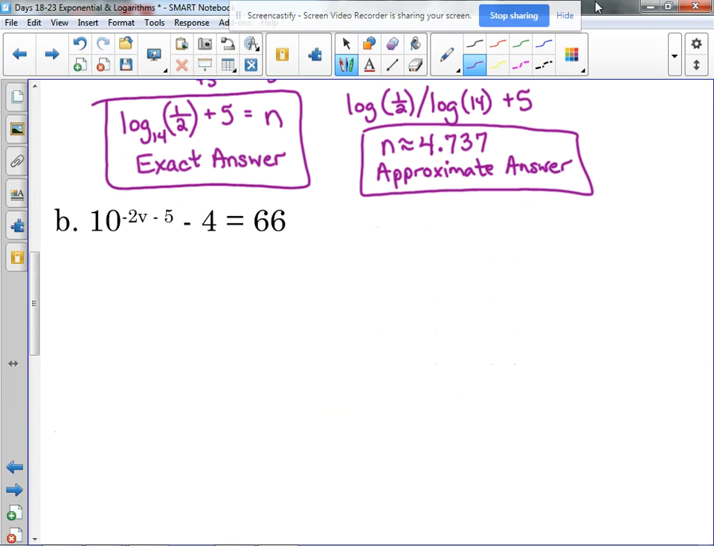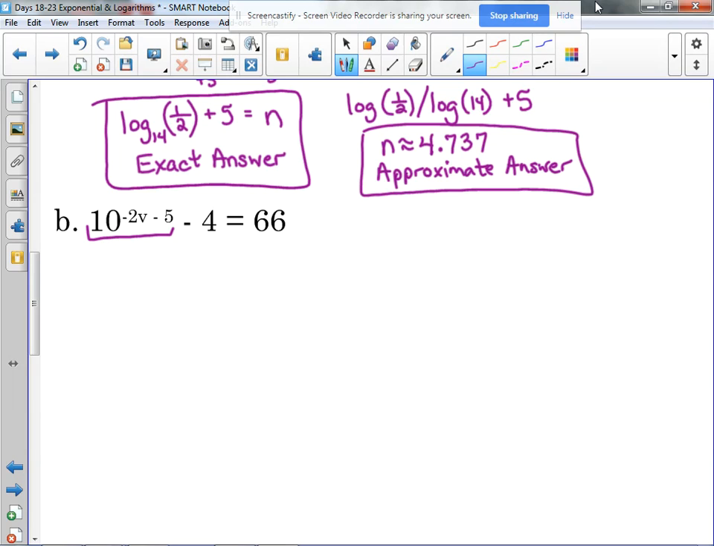Okay, let's do another one. We've got base 10 this time. 10 to the negative 2v minus 5 minus 4 is equal to 66. So again, trying to isolate the variable, solving for the variable. It's stuck in the exponent, so we've got to get that exponential expression by itself first.